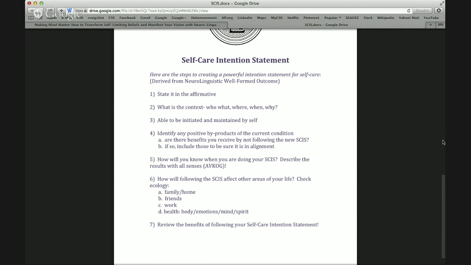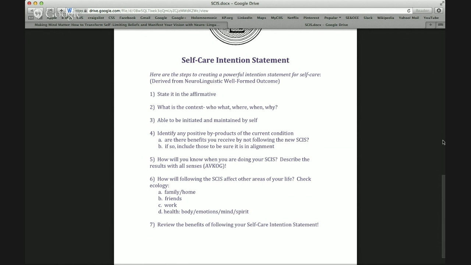Okay, number 5, how will you know when you're doing your SCIS? Describe the results with all the senses. This is like a form of immersion. So it's like a visualization technique of imagining yourself in the state, in the context, when you're taking care of yourself in a really good way in that particular area. What will it feel like to have that fresh meal from the local organic farmers market?